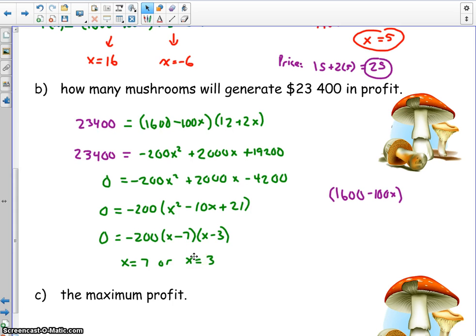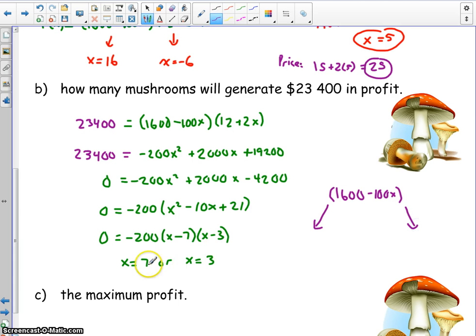Now, remember, that's not actually our answer. That's the number of price changes. We want to know how many pounds of mushrooms will generate the 23,400 in profit. The number of mushrooms came from the fact that we had 1,600 pounds of mushrooms to start, minus 100 for every price change. So for each of our answers, we then have to actually calculate the number of mushrooms.